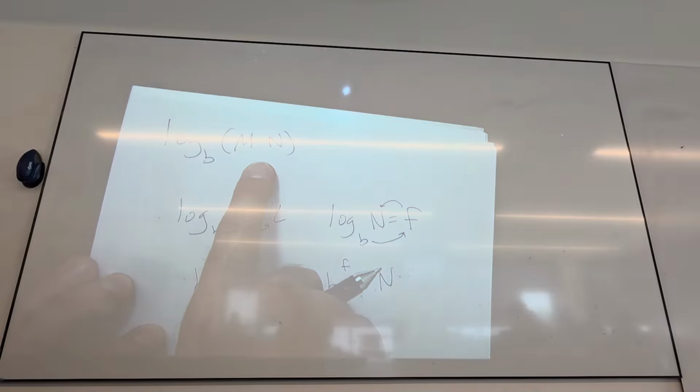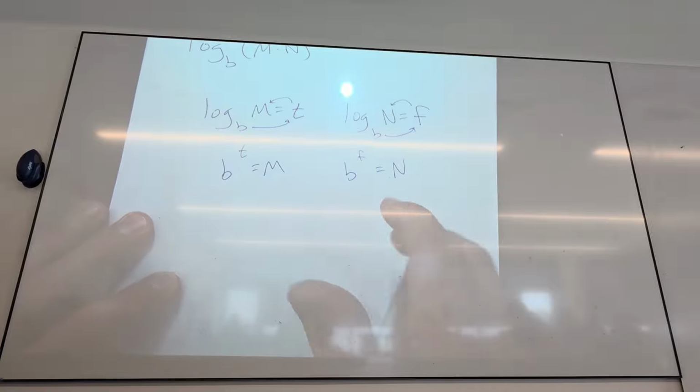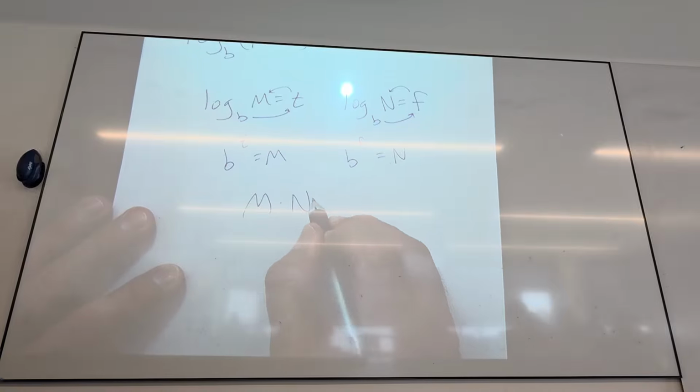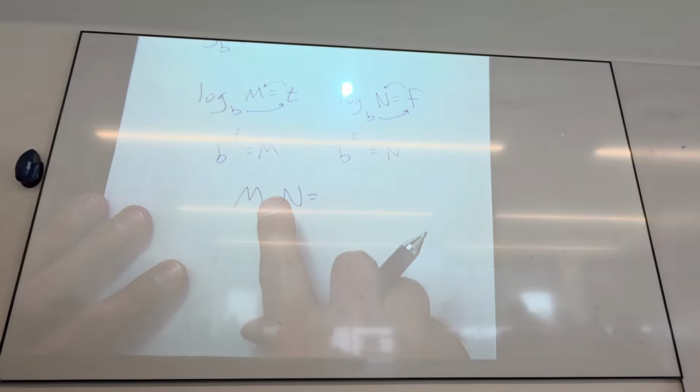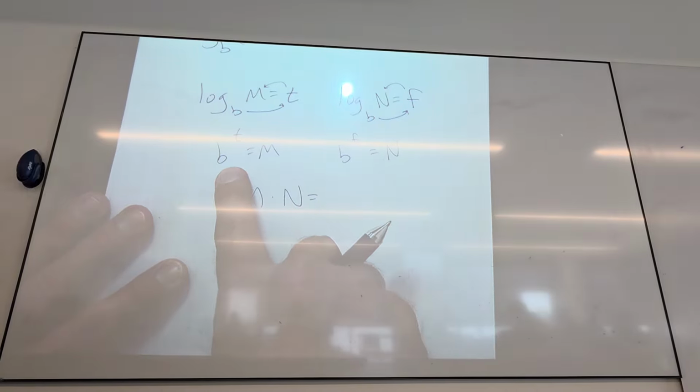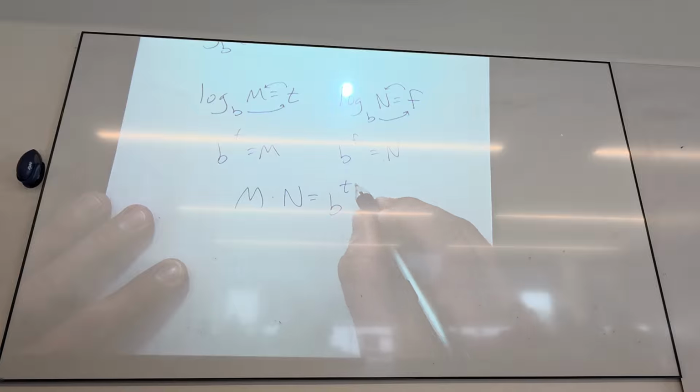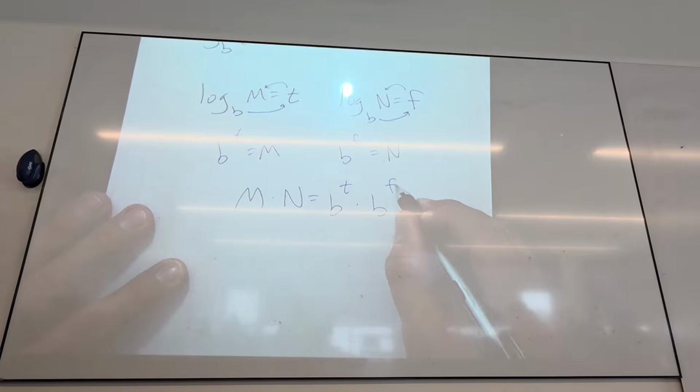What was it I was trying to investigate? Log base B of m times n. Now, can I write what m times n is now? Yeah. What is m? B to the T. And what is n? B to the F. Okay, stay with me now.